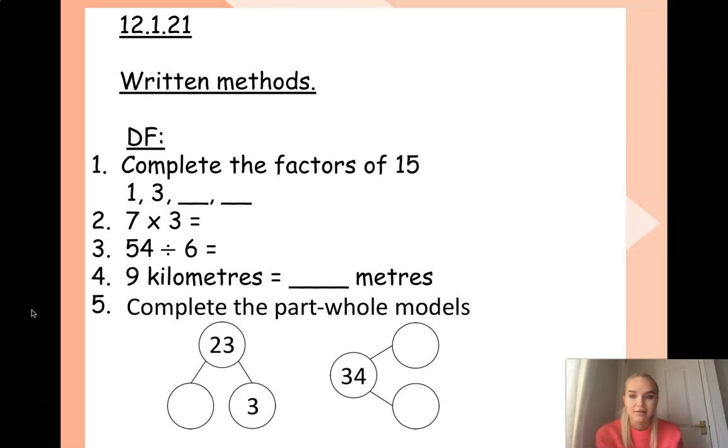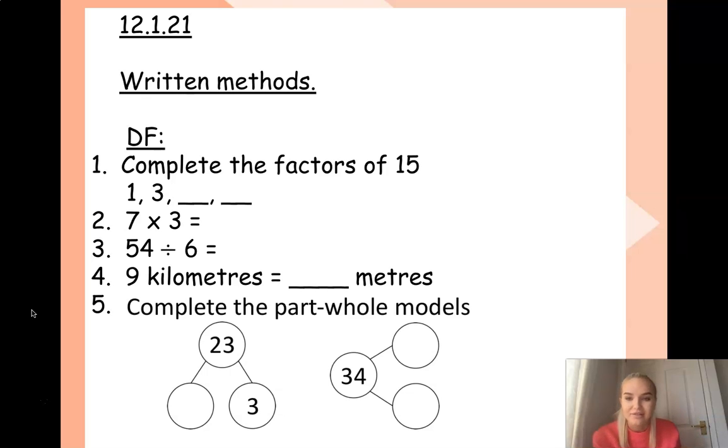Okay, let's go through the answers then. Number 1, complete the factors of 15. We know we can look at factors as their factor pairs. We know that not all numbers have factor pairs and some of them are singular factors, but let's have a go. We know that 1 multiplied by something is 15. What is that missing number?